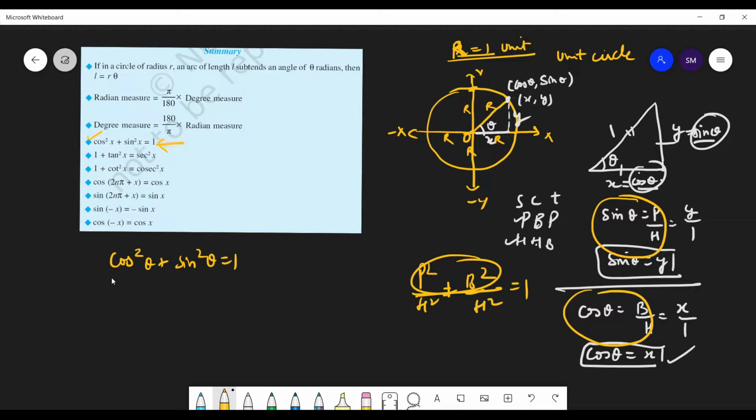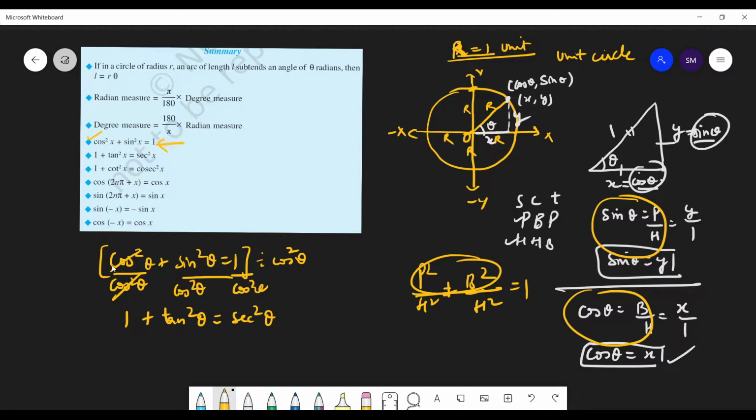Now if you divide both sides by cos square theta, what do you get? Sine square theta divided by cos square theta, and this 1 also divided by cos square theta. So what will you get? 1 plus tan square theta equals sec square theta. Yes, very good. So 1 upon cos square theta is secant square theta.